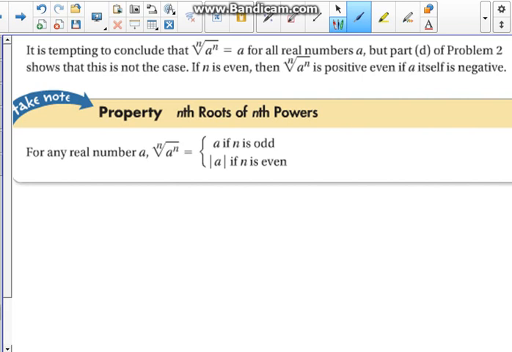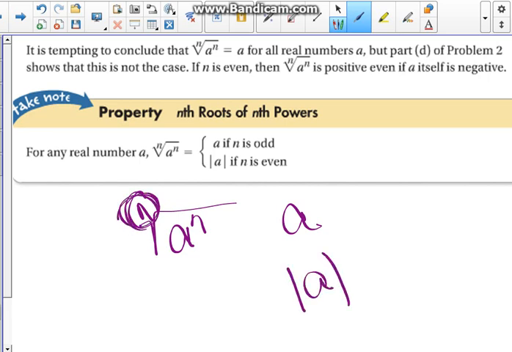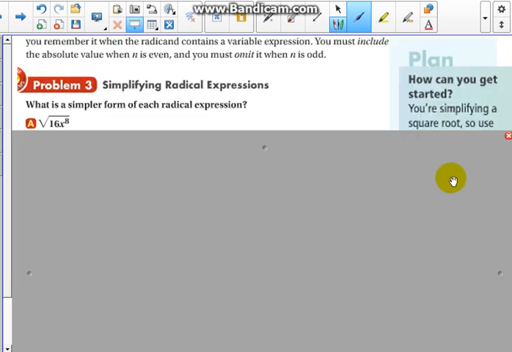So when we do these things, we need to realize there's some properties that come out of our nth roots of nth powers. So for any real number a, the nth root of a to the nth power is going to be equal to a if n is odd, but then if n is even, it's going to be the absolute value of a. Okay? So let's look at these in motion. Problem 3.